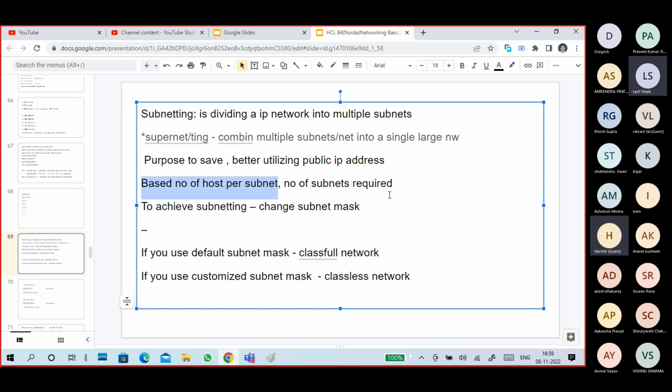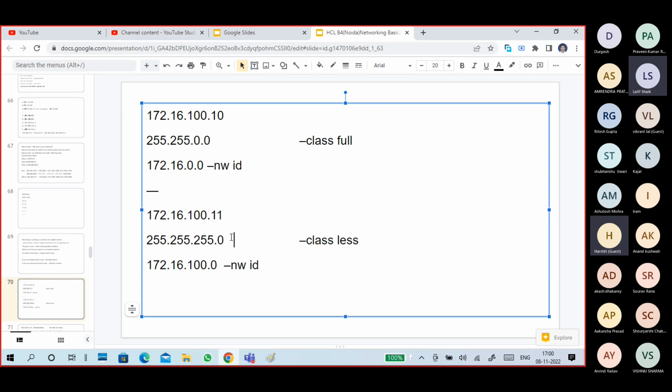Or I have 50 computers in one single room, 20 computers in another network. Another requirement from a different client is only 10 IP addresses. So based on that, I will divide a network into small subnets. To achieve subnetting, you have to change the subnet mask. By changing the subnet mask, your network will change.